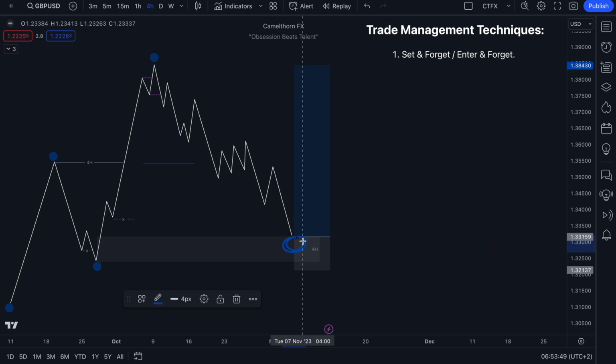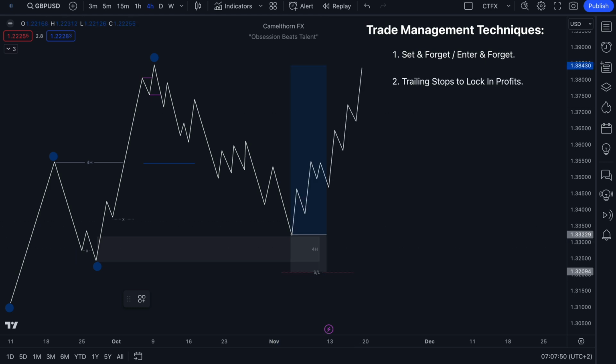And then once you have entered the trade, you literally allow it to run until either your stop loss is hit or your TP is hit. You don't do anything else before either one of these levels are hit.